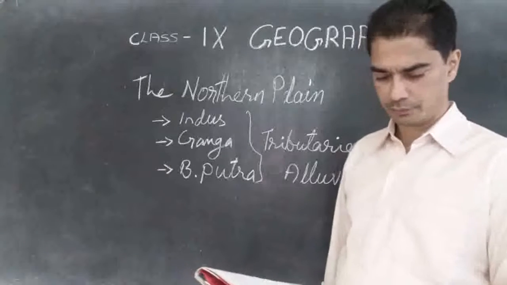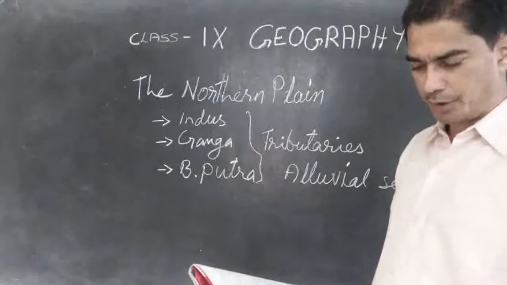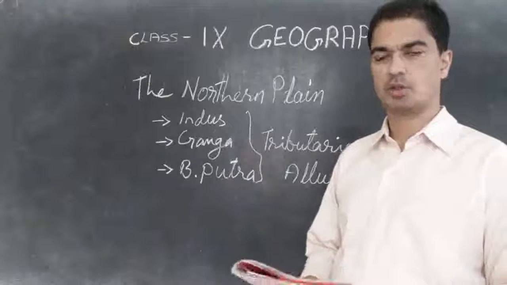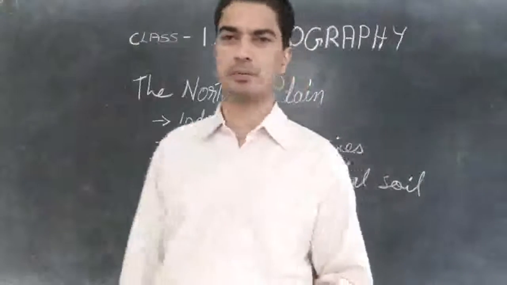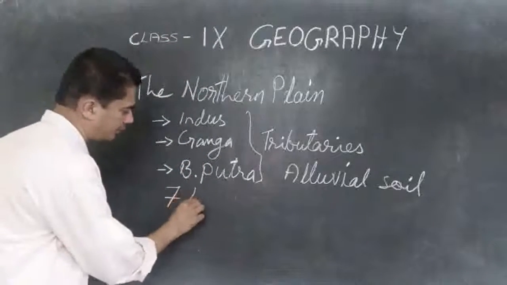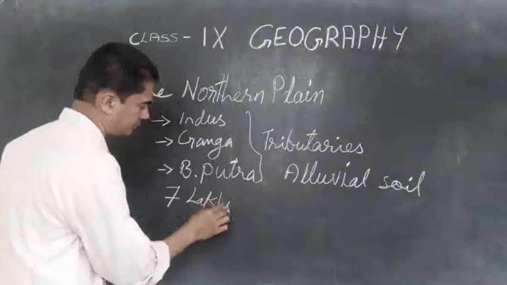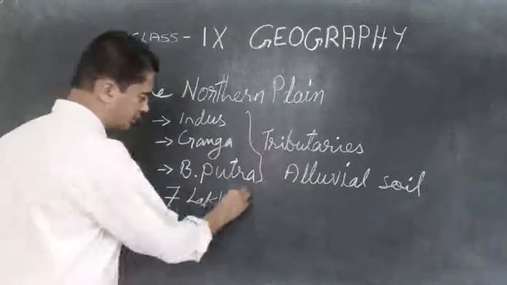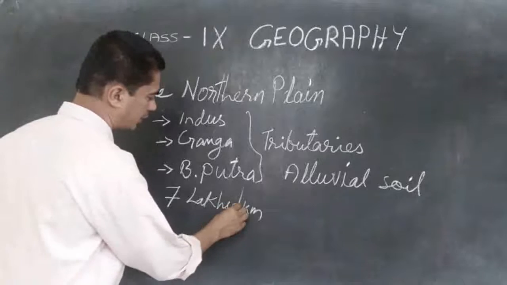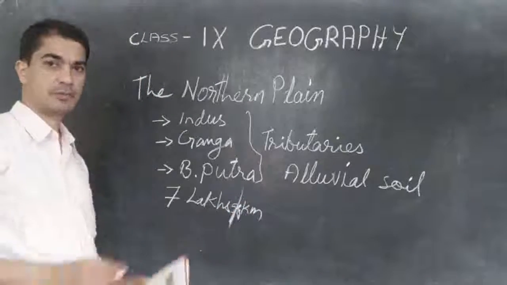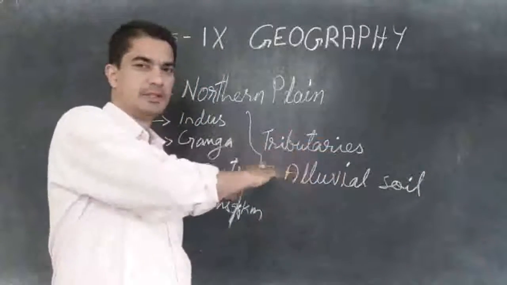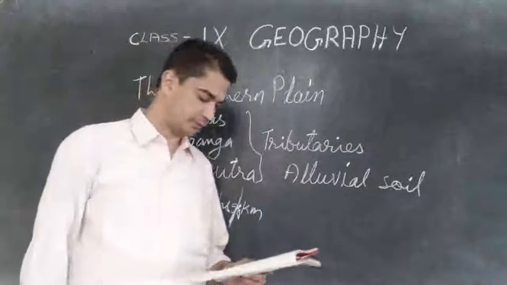Then it spreads over an area of 7 lakh square kilometers. So what is the area of this northern plain? 7 lakh square kilometers. So it is not a small area. 7 lakhs, you can imagine. Almost the northern part of India is covered by these northern plains.